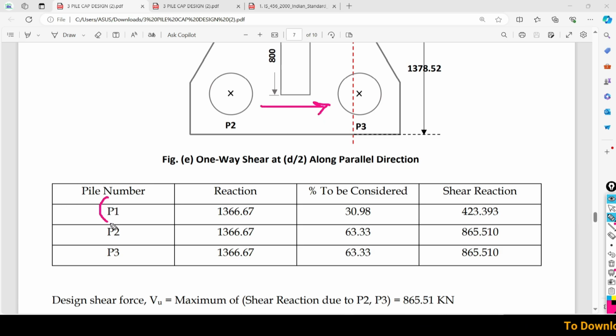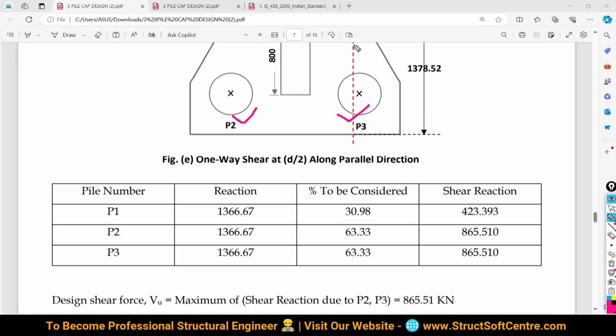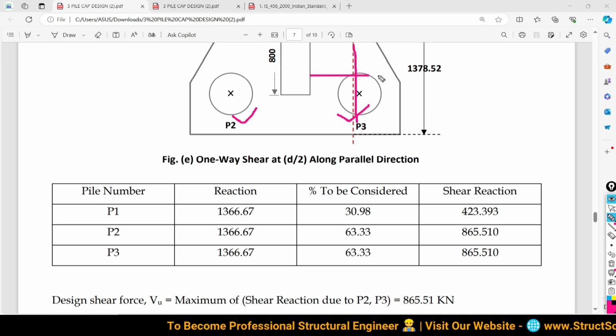Now basically we are going to do the one-way shear check along this parallel direction. So there is no consideration of P1. We only have to focus on P2 and P3. Among P2 and P3, you have to consider any one side, because we have two sides, this side and this side. If you take the critical section on this side, you have to consider only this side.